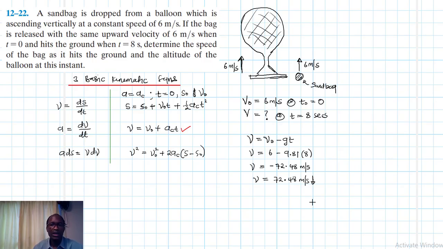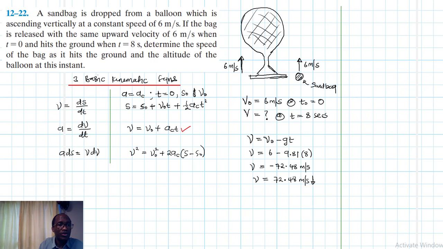And they are also asking us to find the altitude, the height. So let's look at the question again. They're asking us to find the height of the balloon at this instant. Which instant? When the bag hits the ground. What do you think would have happened to the balloon at the time when the bag hits the ground? The balloon will have moved, right?